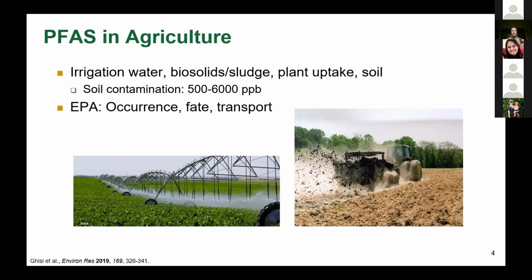And the EPA has acknowledged this as a problem as well. They put out a call for proposals back in February to fund projects that deal with the occurrence, fate, and transport of PFAS, specifically within agricultural products. And part of all of this, to evaluate all of this, is we need a way to detect PFAS.